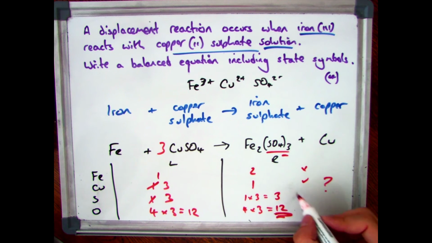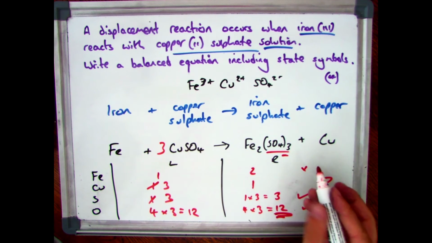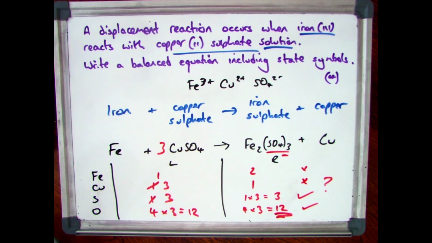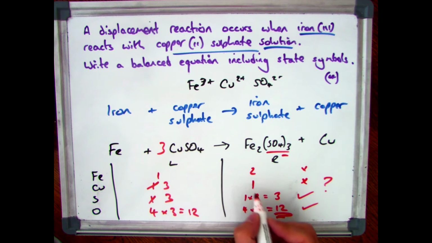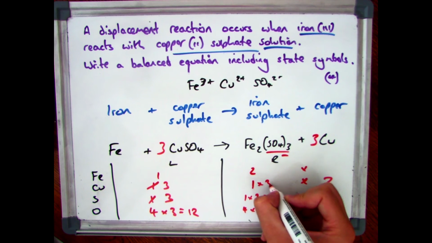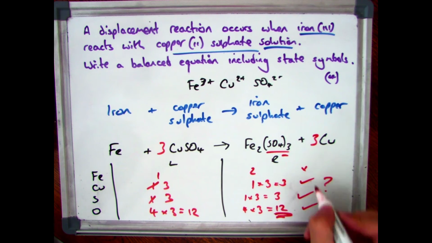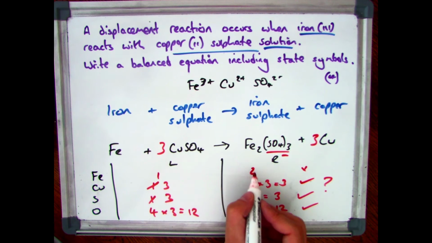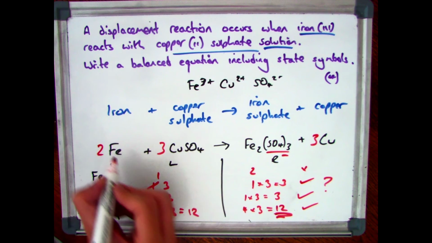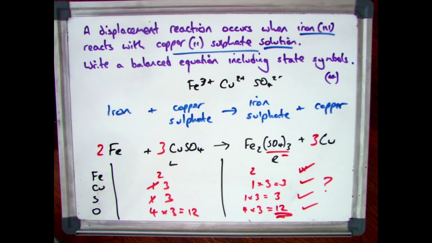So the sulfur and oxygen are now balanced, but my copper isn't. All that I need to do there is put a 3 in front of my copper, so 3 times 1 gives me 3 on the right, so that's balanced. And then all I'm left with is my iron. I've got 2 on the right, so I need to times my 1 by 2 on the left, and then my whole thing is balanced.